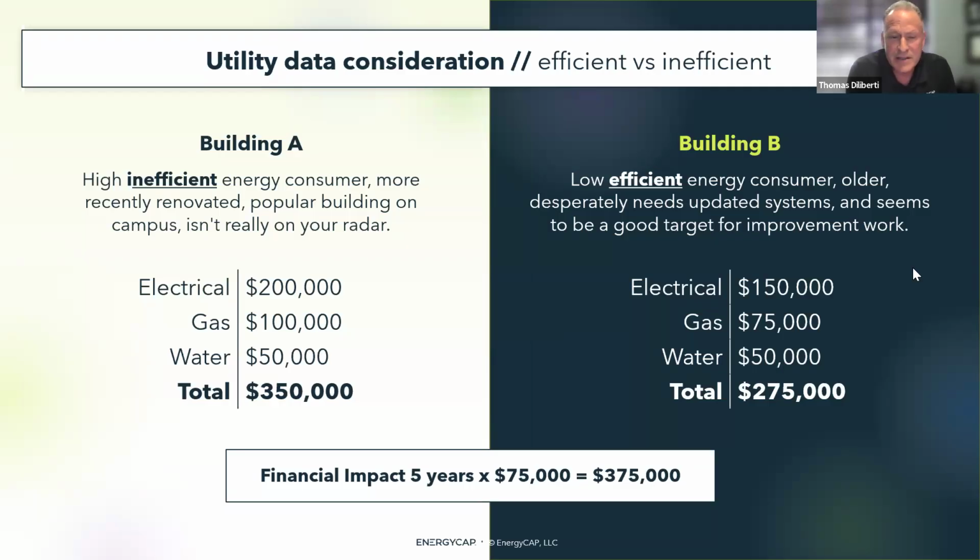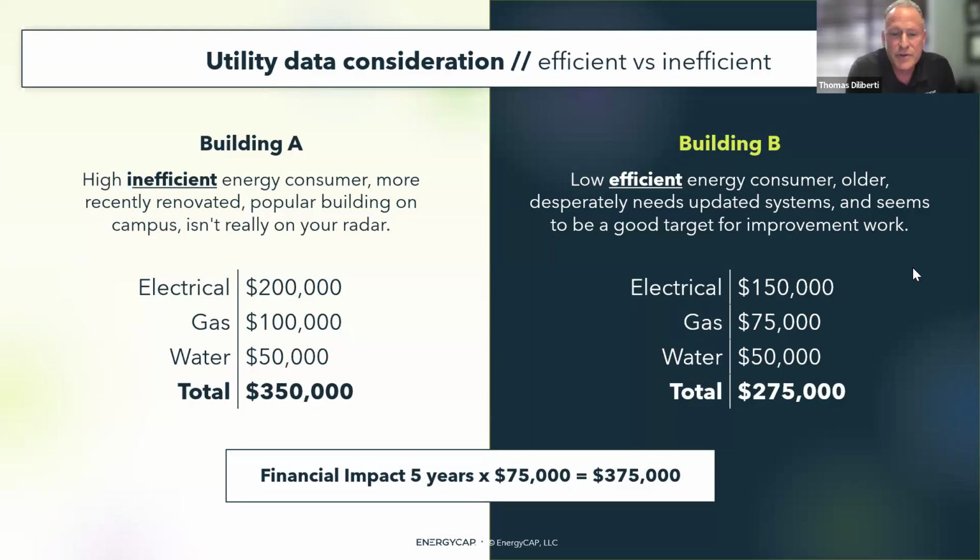And it really isn't on your radar because let's say it's been fixed up in the last couple of years. You think, wow, that probably is a building that's a low-cost building because it's newer. It has new mechanical systems, and everything about it suggests, hey, it's winning the race. It's doing well. But if you really dig into the data, you might find that its electrical costs, its gas costs, water costs might come to a much higher total than a building like Building B that's a low energy consumer, but it's efficient. It's older and it desperately needs updated systems. And it's a good target for improvement work because it's older. But this building uses much less electricity, gas, and water.